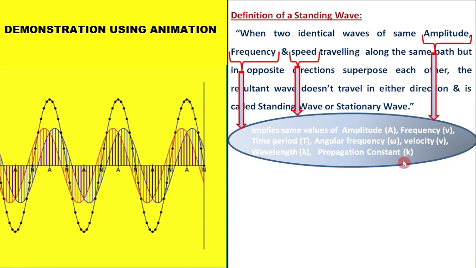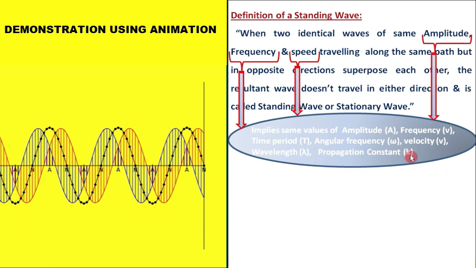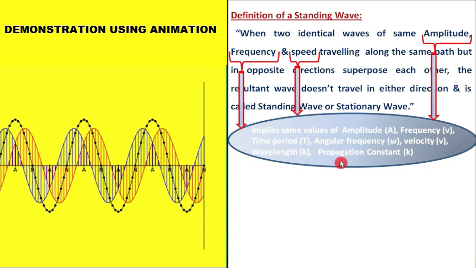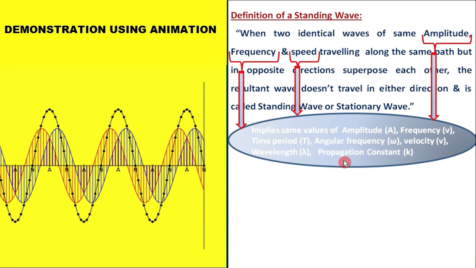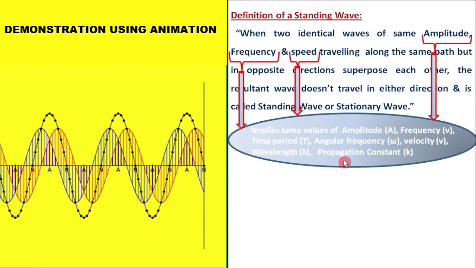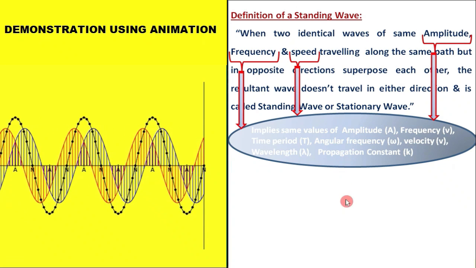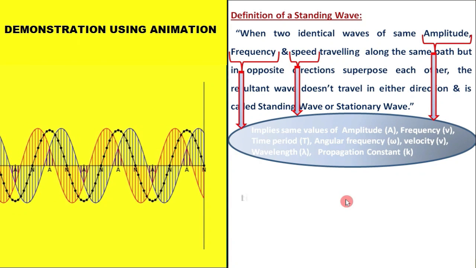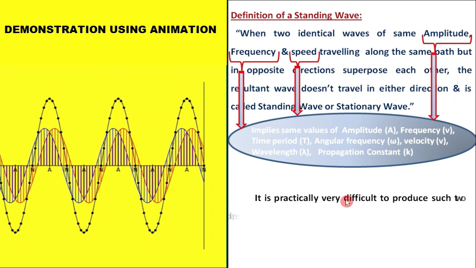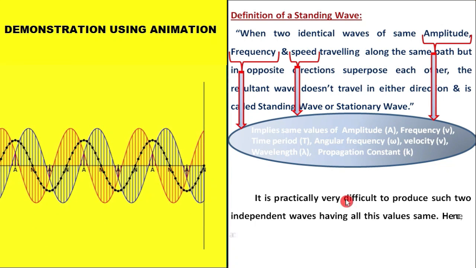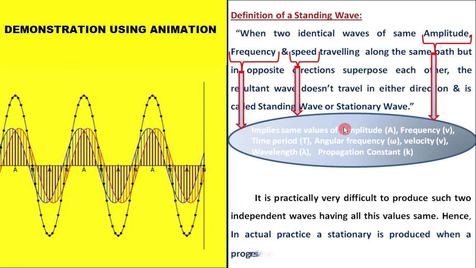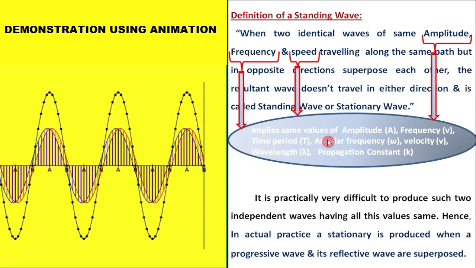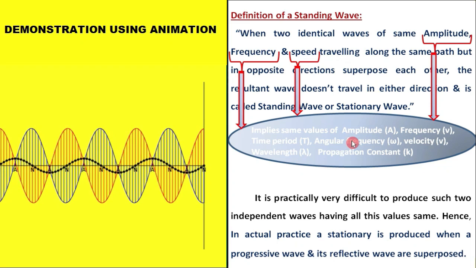They have all these terms that you know about a wave: amplitude, frequency, time period, angular frequency, velocity, wavelength and propagation constant. All these terms have exact same value. Only change is their direction and phase. These two things are only going to change. Now a very important point: is it practically possible to produce two identical waves which have all these values same? Is it possible practically to produce?